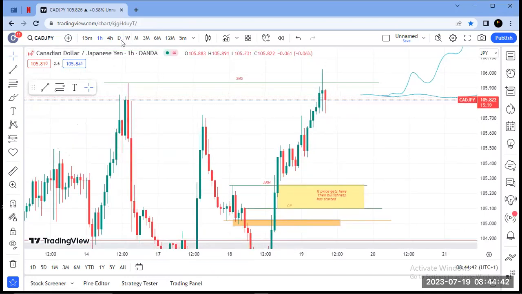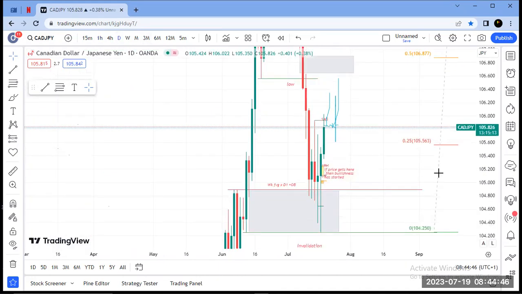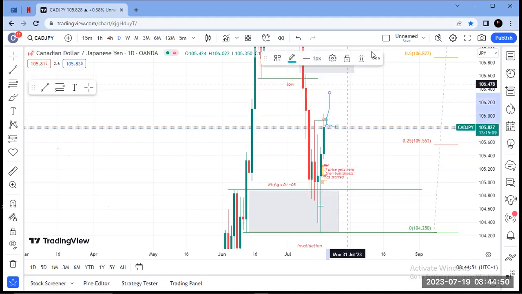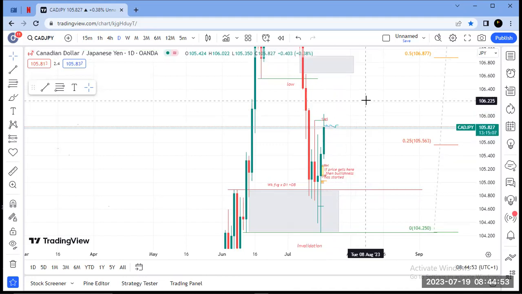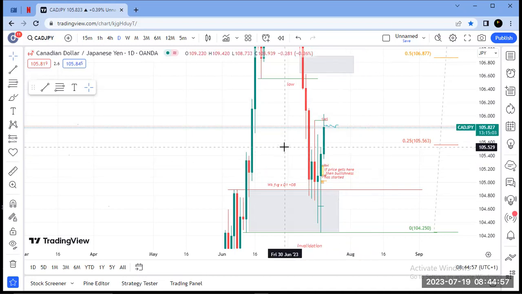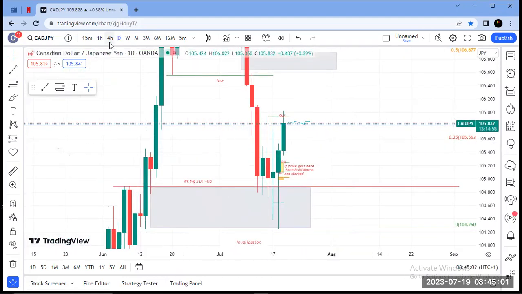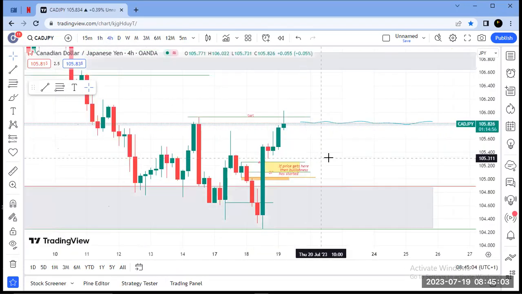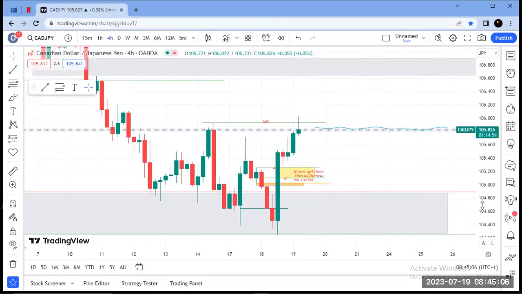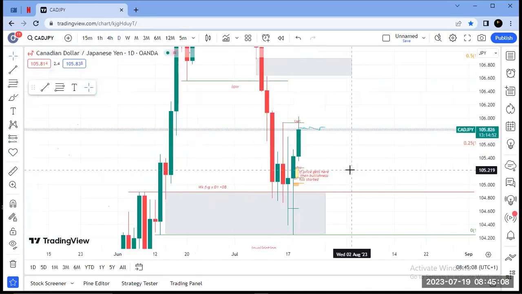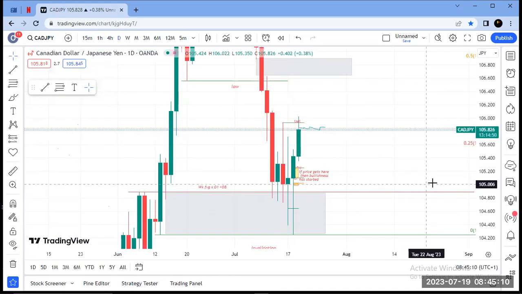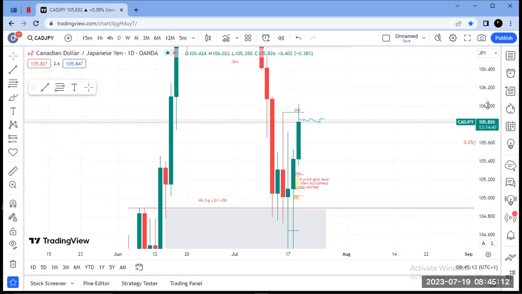So this is what I want you to look out for as of today to trade the CAD JPY. You should be looking out for retracements on this 4-hour level, since we are reaching up for more upsides for this.